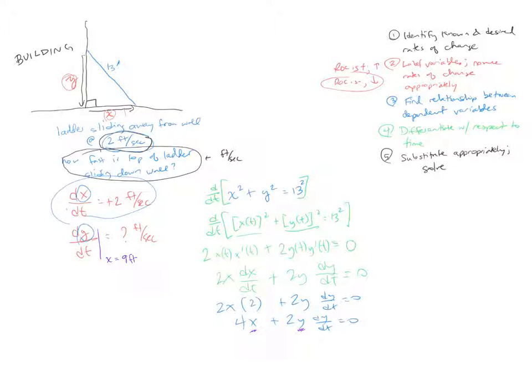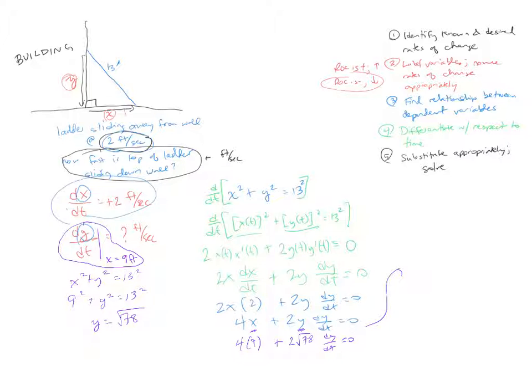So if I look at the original relationship, which was this Pythagorean theorem, and I plug in that, I can get that y. So 169 minus 81 is 88, the square root of that. So that's a number I can simplify, I can find a decimal for it. But if I wanted to find the actual speed at which the ladder is going down the wall, when x is 9, I could plug those numbers into this equation and then solve for dy/dt.